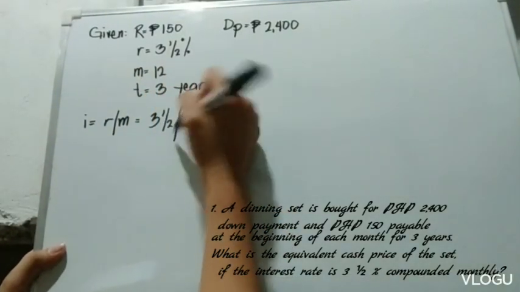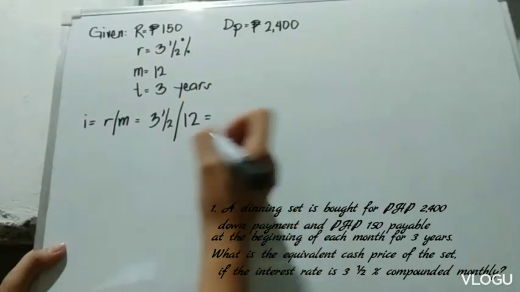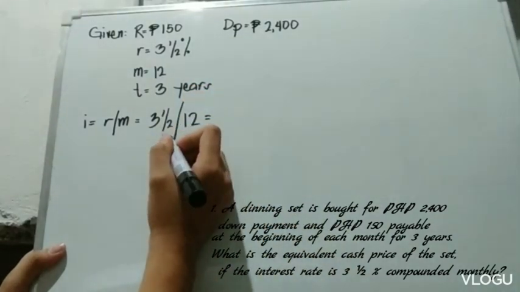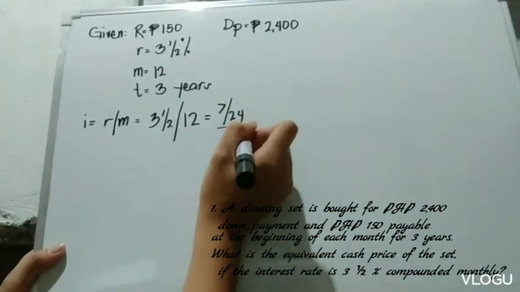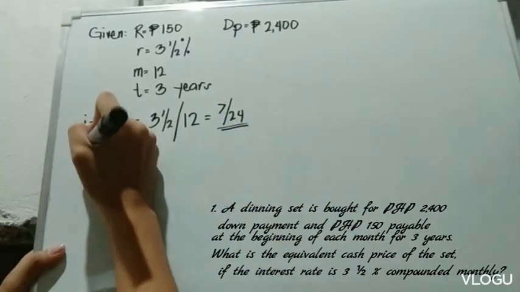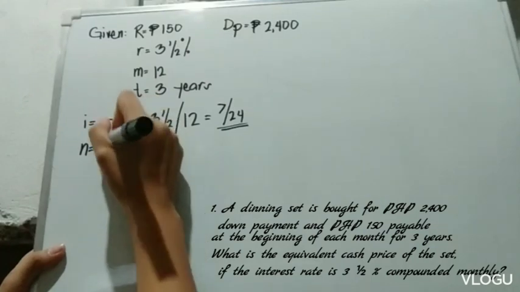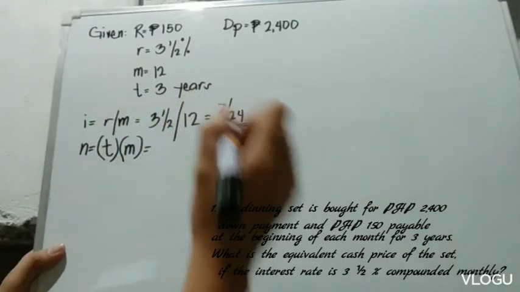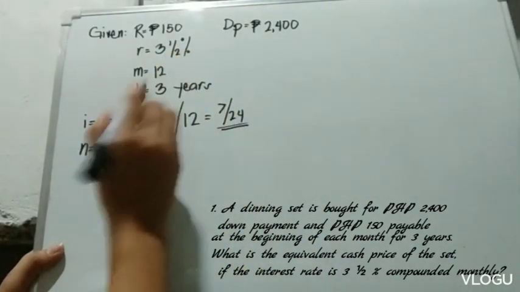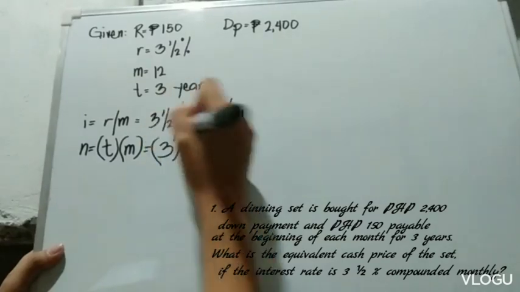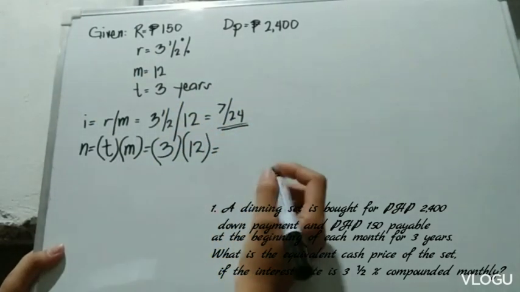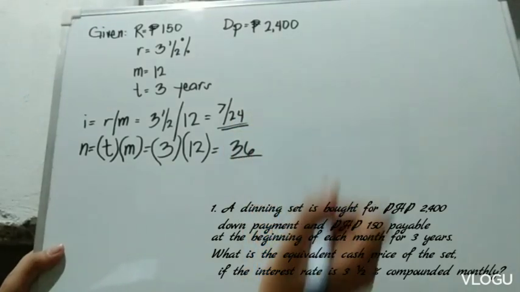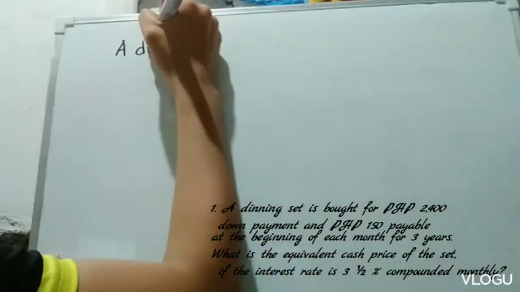To answer the I, let's use the formula R divided by M. So our rate is 3.5% and our M is 12. And the answer is 7/24. To answer the N, let's multiply T and M. So our T, our time is 3, our M is 12. 3 times 12 is equal to 36.